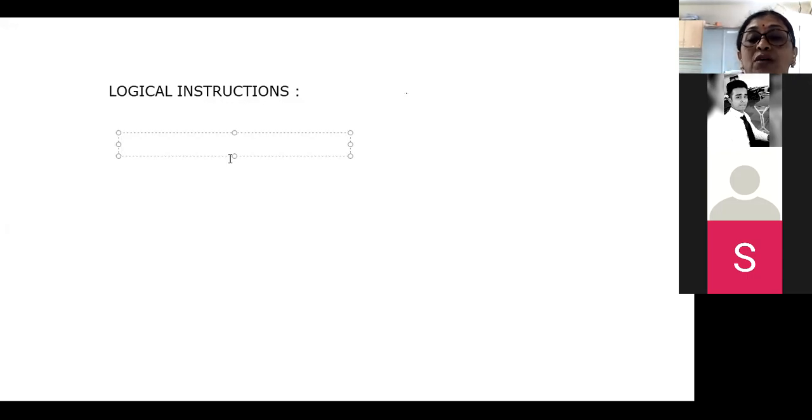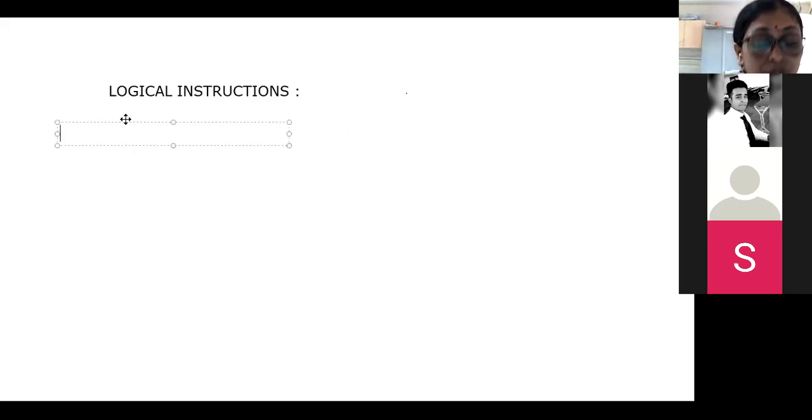Give me examples of logical operations. AND, OR, XOR, clear, complement, rotate. All these are logical instructions. Even swapping of the nibbles comes under logical instructions. So let us study these logical instructions one by one, and let us start with the AND operation.